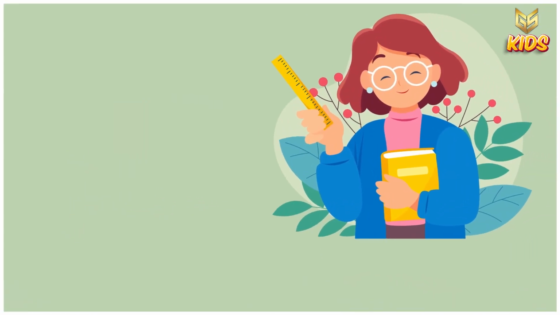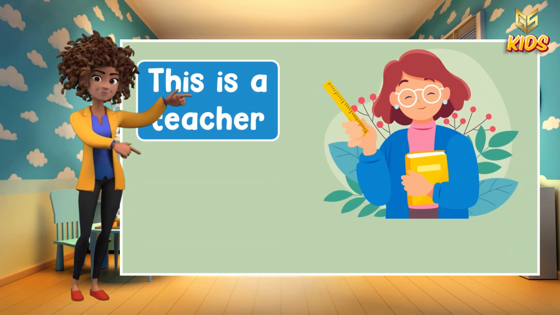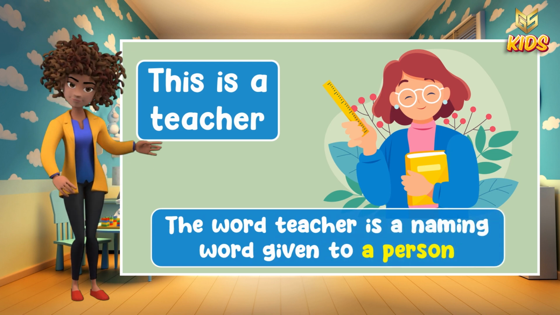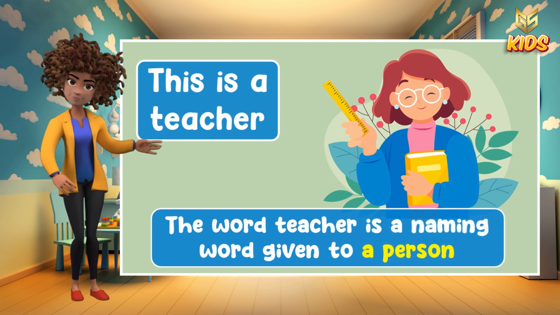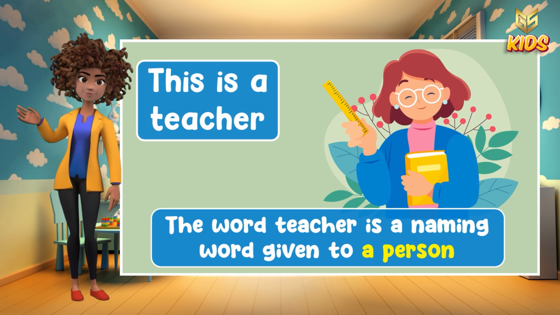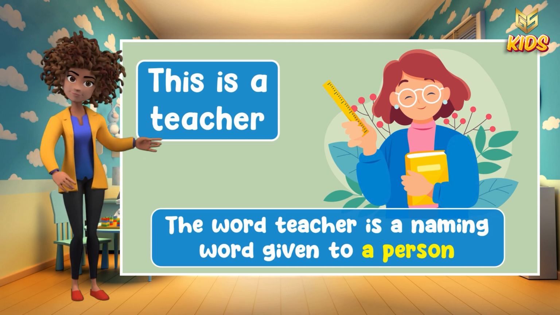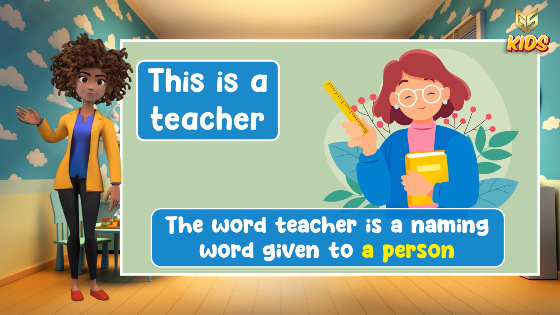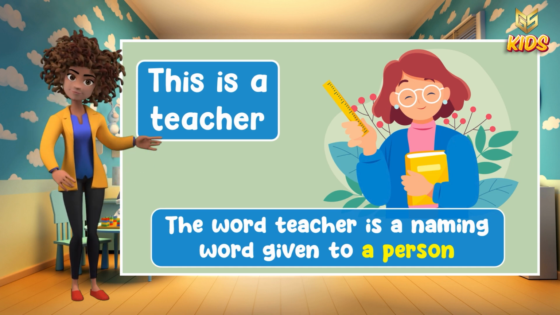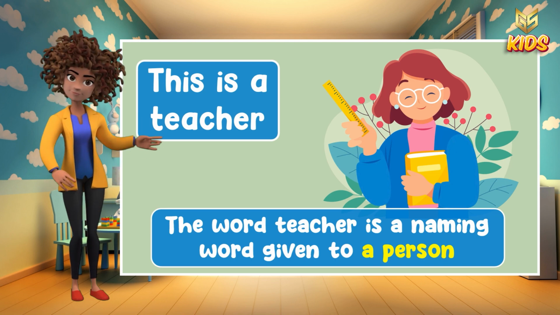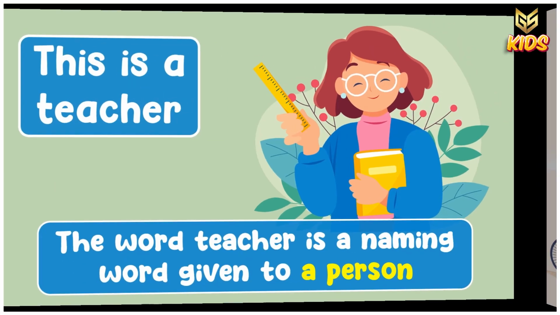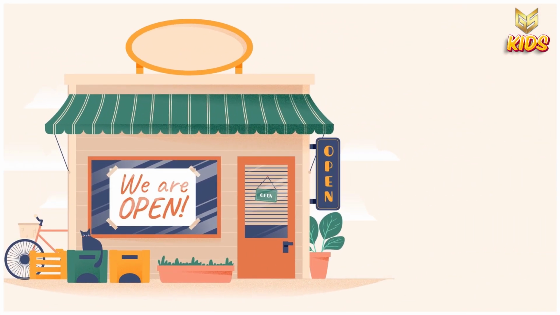Now let's look at another example. This is a teacher, and the word teacher is a naming word given to a person. So here teacher is noun. Okay, as I have made you understand that noun is a naming word, so here teacher is a naming word. Now let's look into another example.